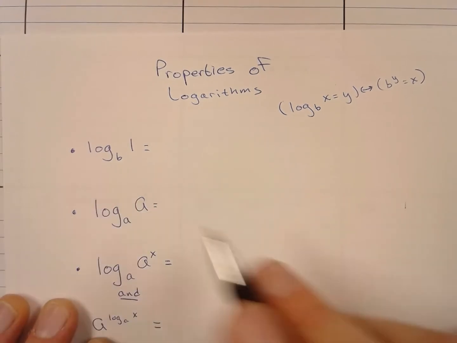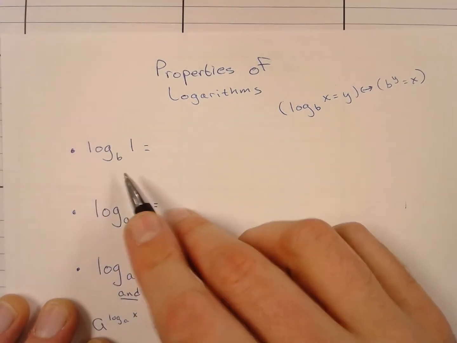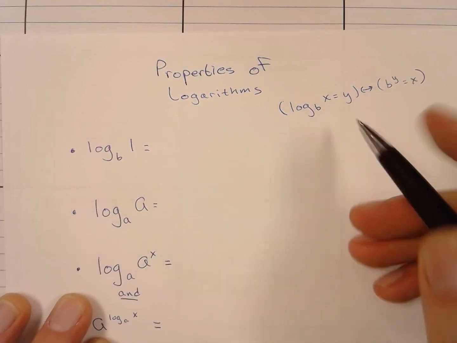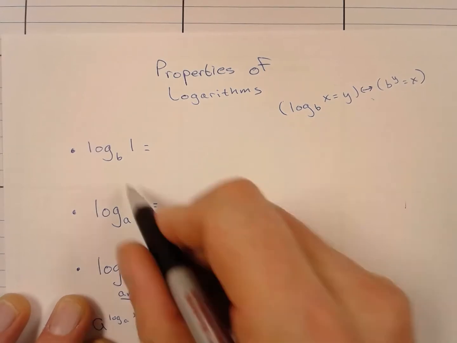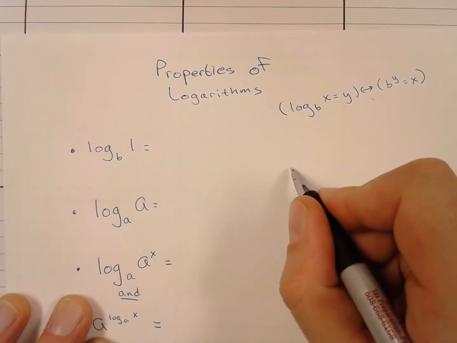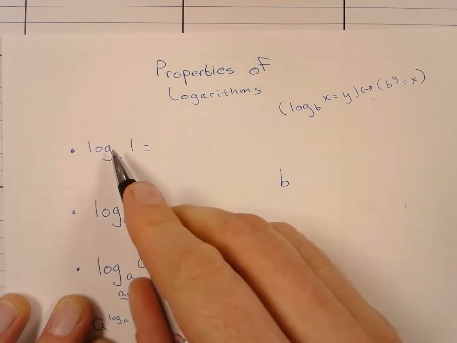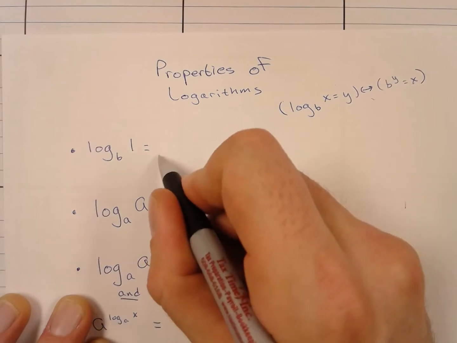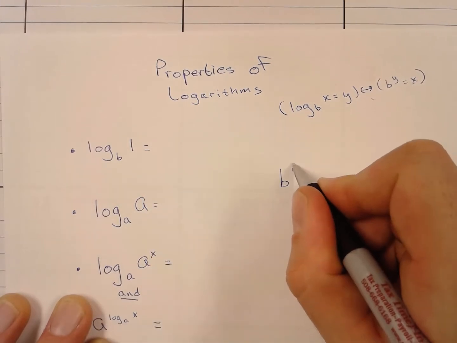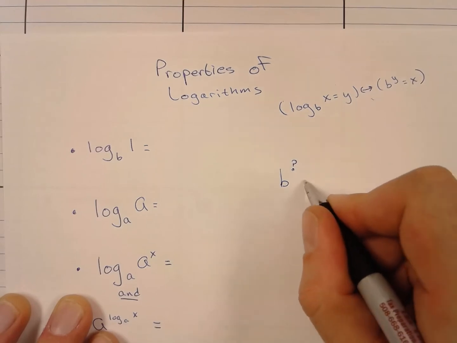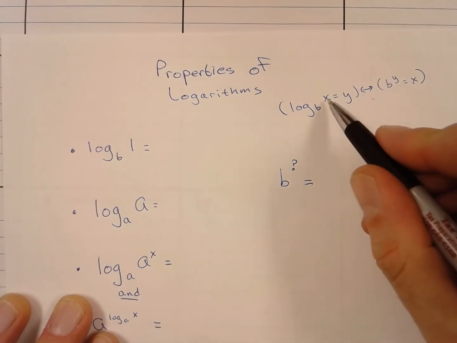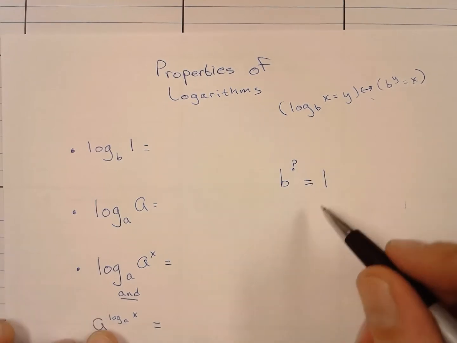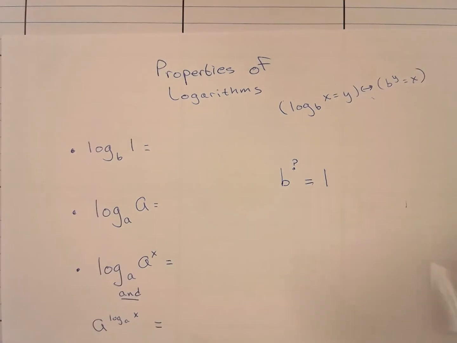All right, so log base b of 1 equals. This is a property. Let's apply this definition and figure out what this is always going to equal. So b is the base in exponential form. This is equal to something. I don't know what it is yet, so I'll just put a question mark there for that something. And the answer in exponential form is the number at the end of the logarithmic expression, in this case 1. So b raised to the power of something is 1.